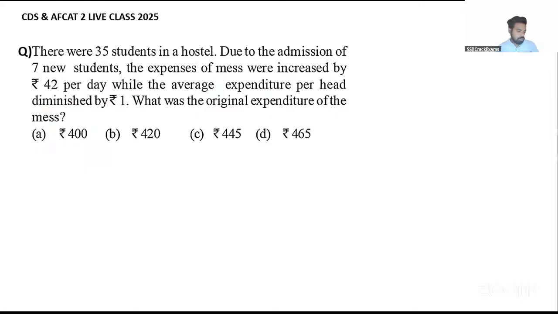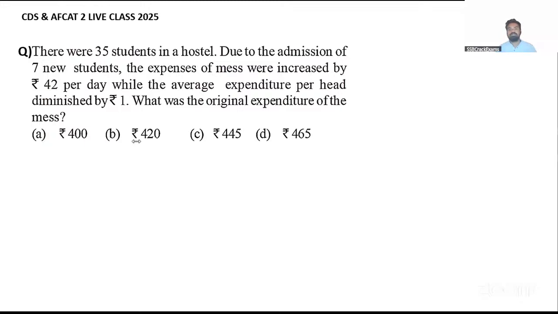So next question. There were 35 students in a hostel. Due to admission of 7 new students, the expenses of the mess were increased by 42 rupees per day, while the average expenditure per head diminished by rupees 1. What was the original expenditure of the mess?